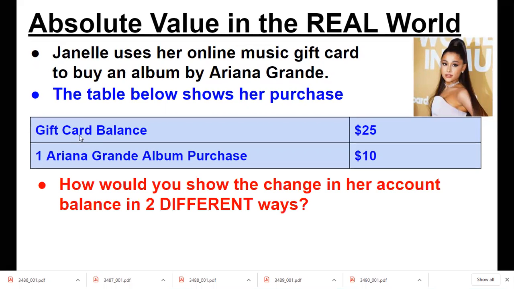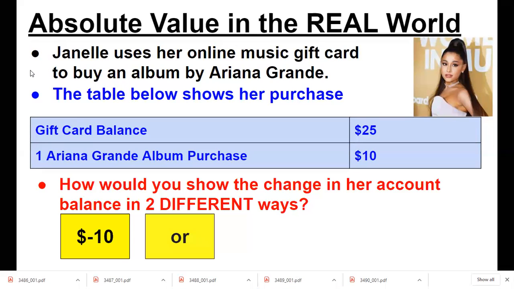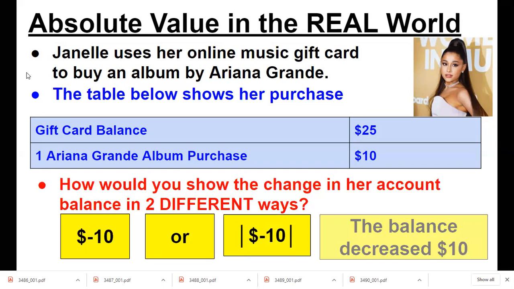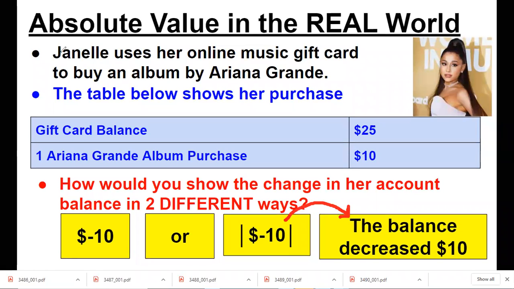How would you show the change in her account balance in two different ways? Remember, one of the ways you're going to use the absolute value sign. So you could say -$10, her gift card balance went down -$10. Or you could say the absolute value of -$10. Two ways. The balance decreased $10. So this is the way absolute value would describe it. The balance decreased $10. We use the positive form of the number.